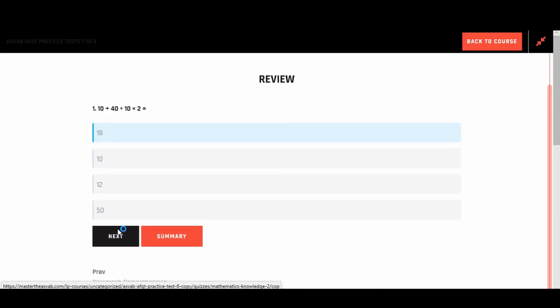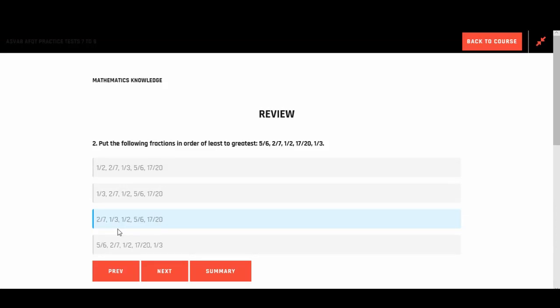You will see problems very likely on test day that require you to use PEMDAS. So make sure you know what it is and more specifically how to use it. In all the practice tests on this website, there is a question about PEMDAS. Number 2 says put the following fractions in order of least to greatest.